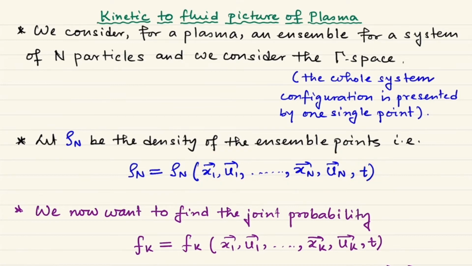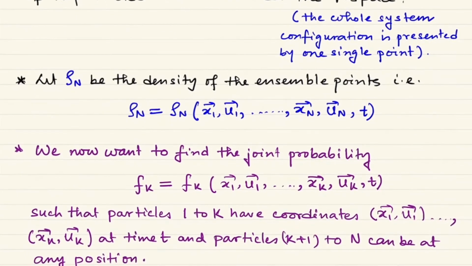Now, unlike a normal system of neutral gas molecules, here one charged species is always interacting with the others by Coulombic interaction. Then we will actually be interested to find the joint probability, because one particle's velocity and position is always governed by another particle.